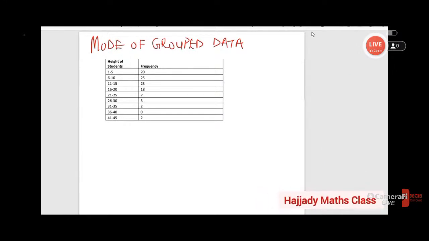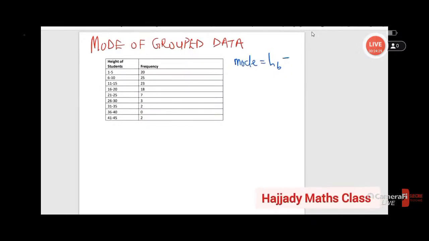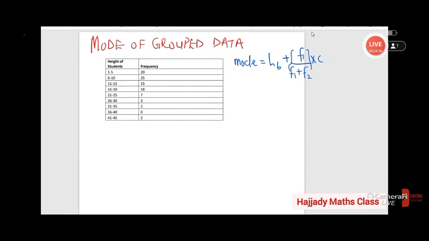Today we are going to start with the mode of group data. In our previous videos we looked at the mean and the median of group data, so today we shall move straight to the mode of group data. The formula for the mode of group data is: mode equals the lower boundary, LB, plus F1 over F1 plus F2, multiplied by C. We can put this in a bracket for easy computation.